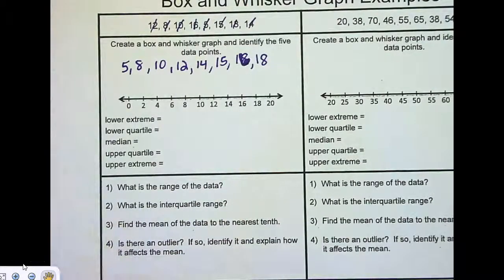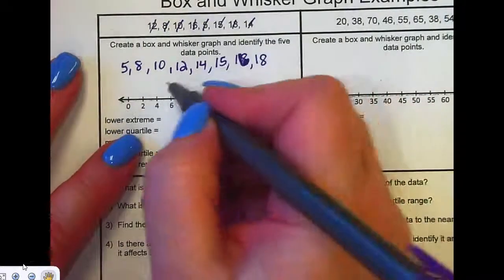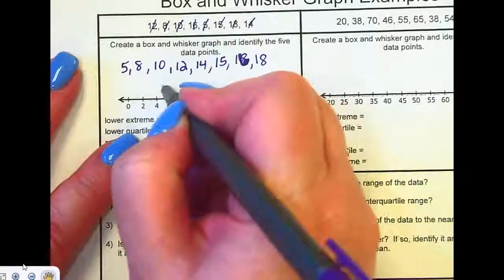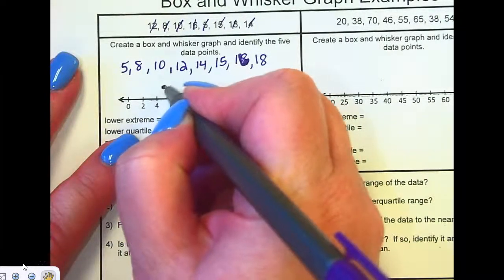So the first thing that you need to do is you need to graph the minimum. What's the minimum? 5. So we're going to put a dot between the 4 and the 6. Put a dot for your minimum.